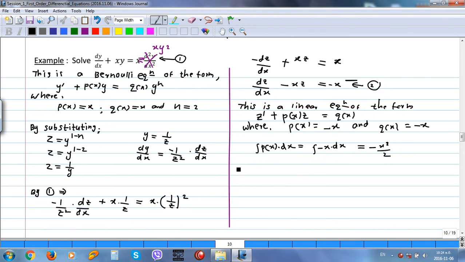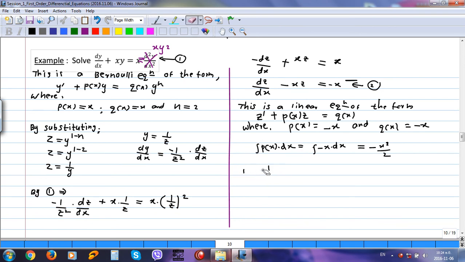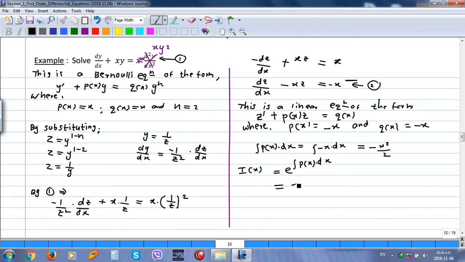So then you have to multiply it by the integrating factor. Before that we have to find the integrating factor now. Then the integrating factor is I of x equals e to the power integral of p of x dx, right? We found the value of p of x, so this is the integrating factor: e to the power minus x squared over 2.